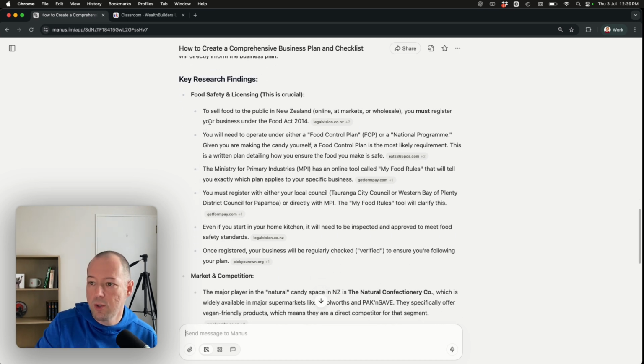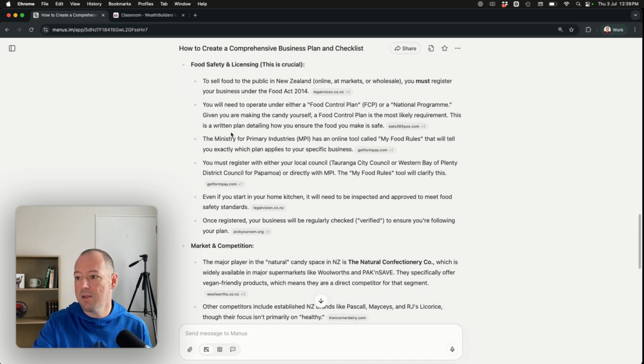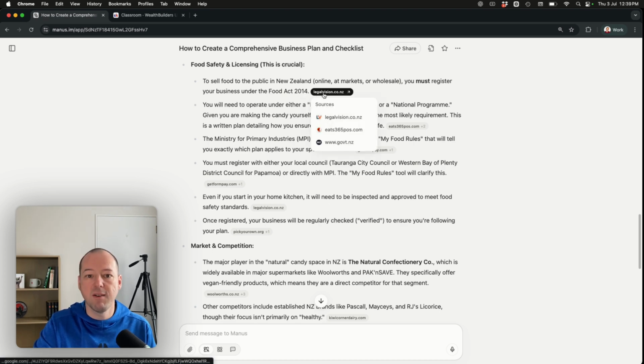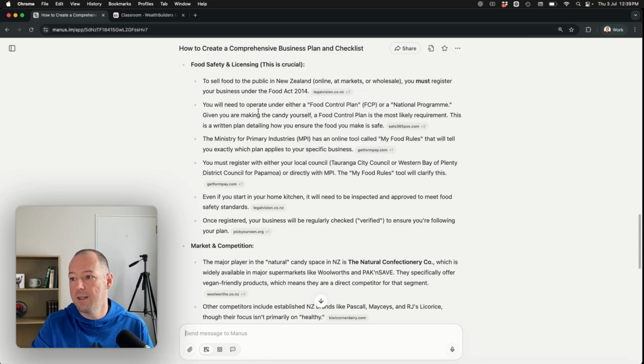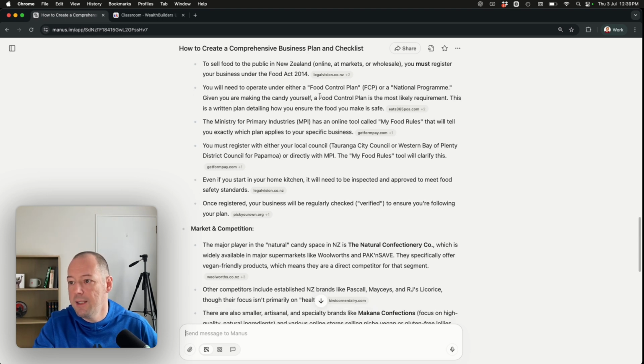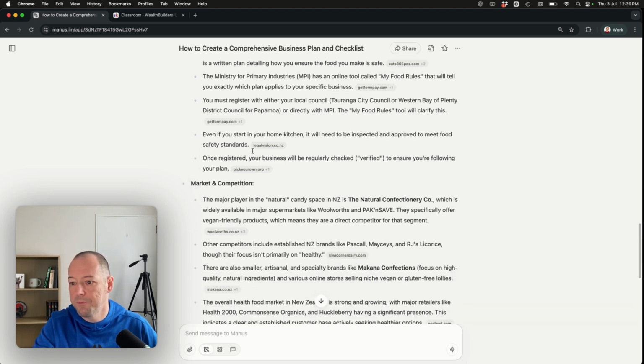Food safety licensing. So it's already done some stuff over here. To sell food to the public in New Zealand, you must register your business under the Food Act 2014. You see, it even provides me with the link. I can click on that one, and I end up on the right website to actually register my business over there. But it's just a fictional thing, so I don't want to click that now. As I said, I'm not aiming to sell candy here in New Zealand. Then all the other stuff we need to focus on.